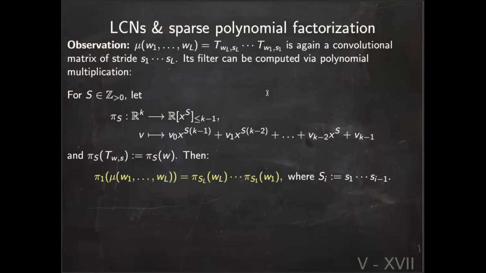It has a filter. I take this filter, I think of it as a polynomial. And that's the same thing as multiplying a bunch of polynomials, where each of them comes from such a map, and the capital S is the product of the previous strides. And this is a funny exercise, it's just linear algebra. So when you're not tired after the drinks, you can do this lemma, prove to yourself that this is true.